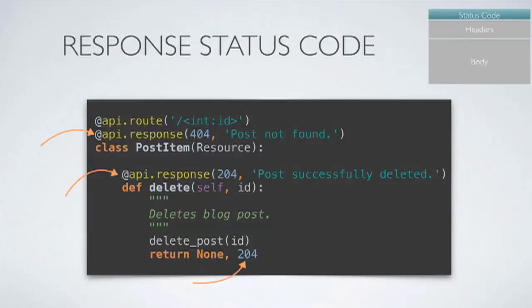So the status is documented with another decorator, the API response decorator, which you can put on the resource endpoint class itself, and then this will be a response code that applies to all the methods in this class, and I can have specific response codes for each method also documented here with a decorator.